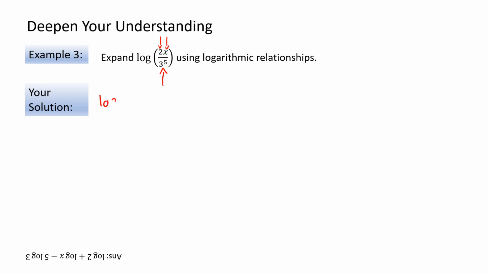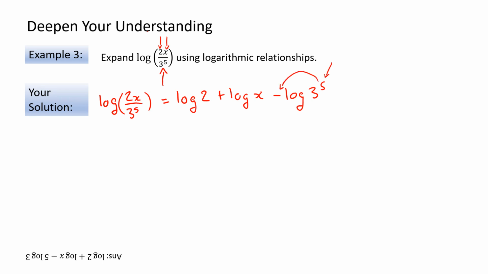So starting off, we have the log of 2x over 3 to the exponent 5. That's equal to the log of the first term in the numerator, 2, plus the log of the second term in the numerator, which is x. And then remember, when they're divided by each other, you subtract. So that's minus the log of the remaining term, 3 to the exponent 5. So now you can see again, we still have one more step to do because we have an exponent here. So we can move that exponent in front of the log function. So that becomes the log of 2 plus the log of x minus 5 times the log of 3.